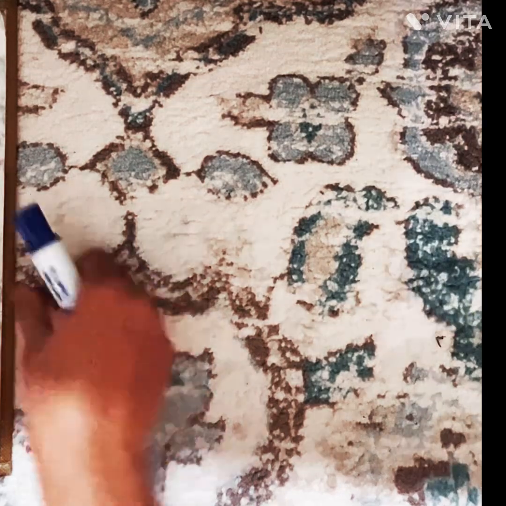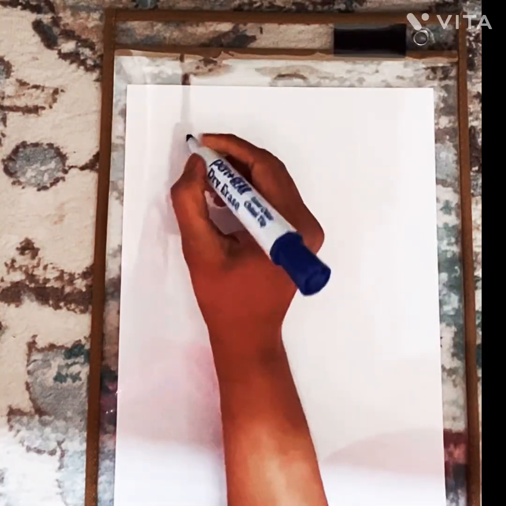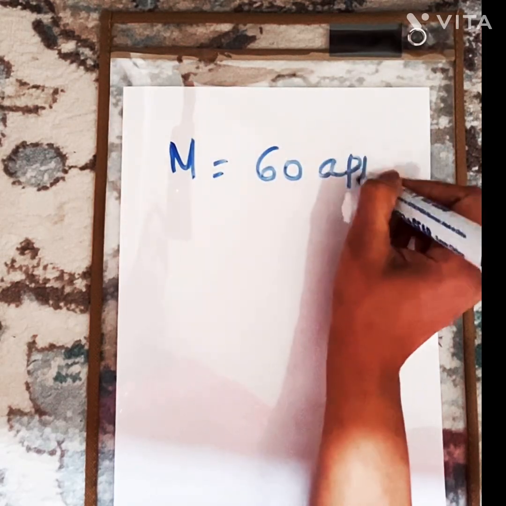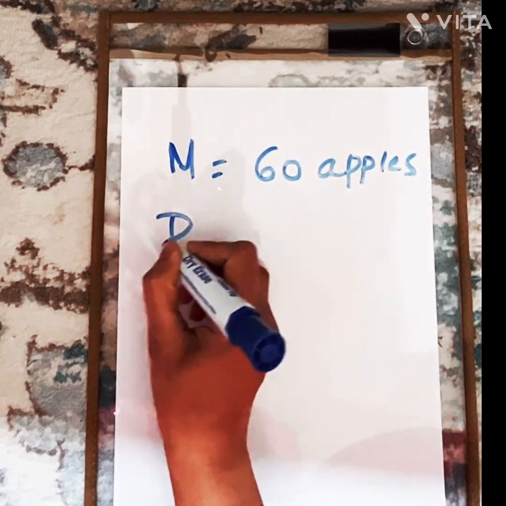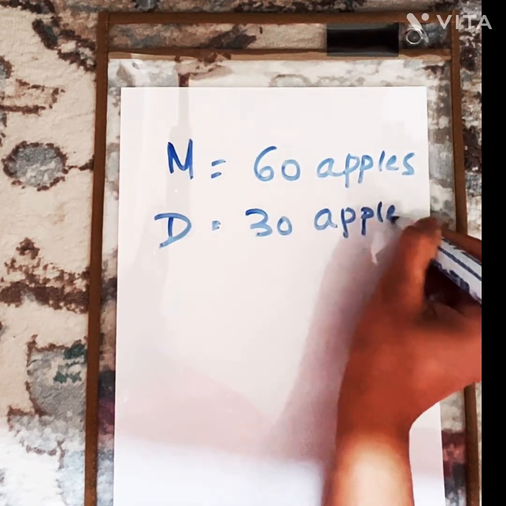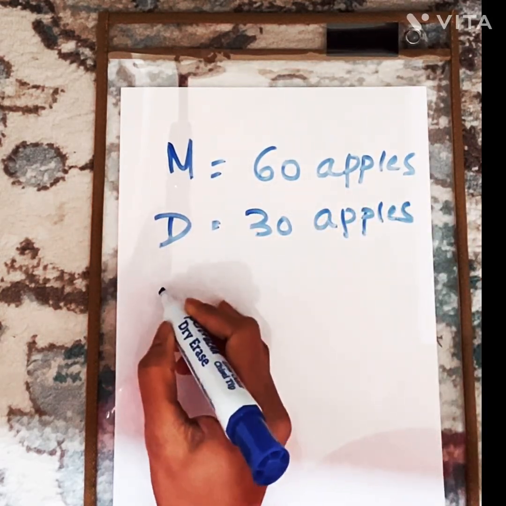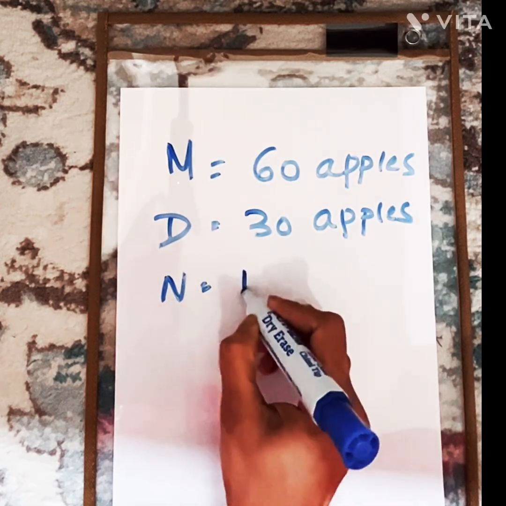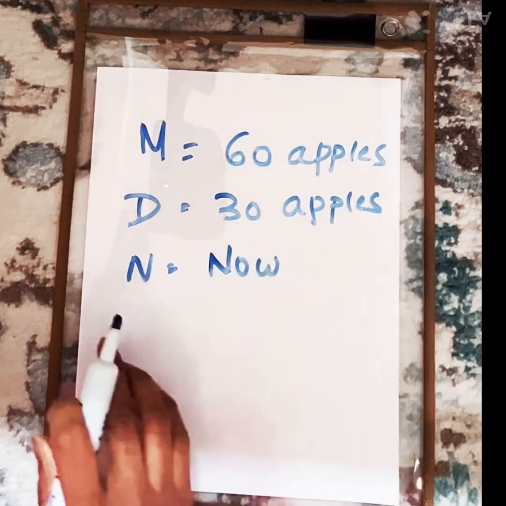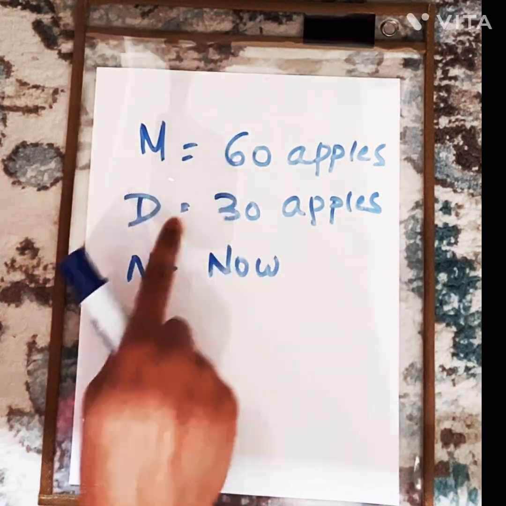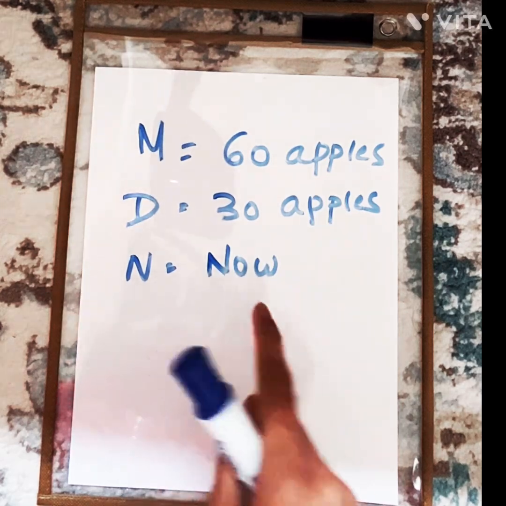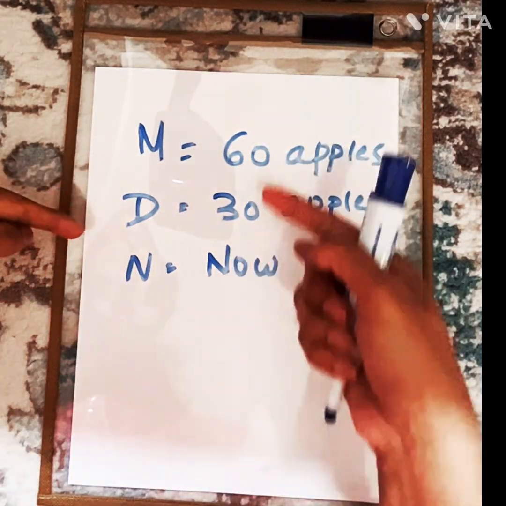Here's how I'm going to solve it. I know Mona's group picked 60 apples, and I know that Mona's dad's group picked 30 apples. What do I have to find? I have to find how many apples they have now. Since Mona picked 60, dad picked 30 more, and I have to find how many apples they have now, I know I have to add these values together.